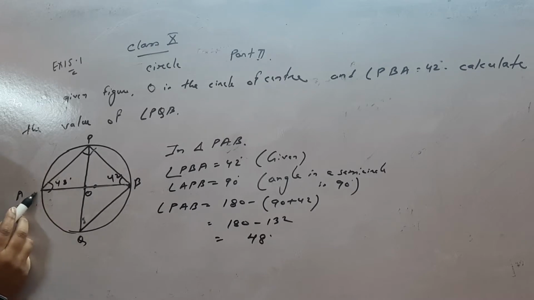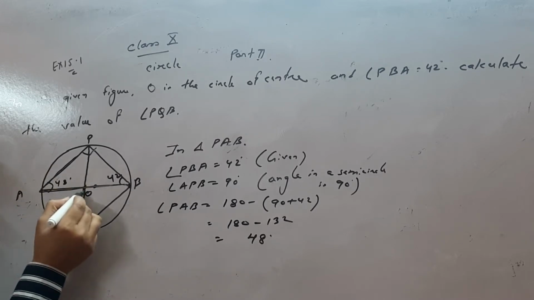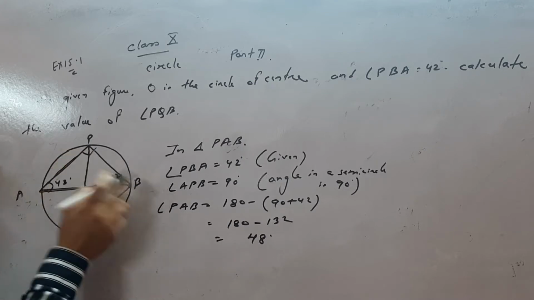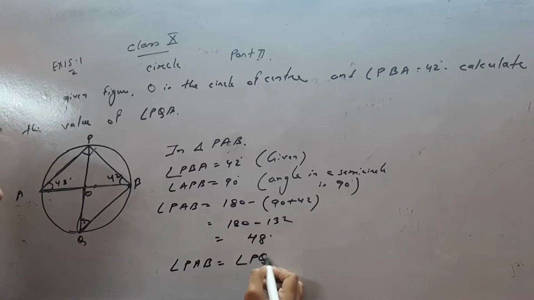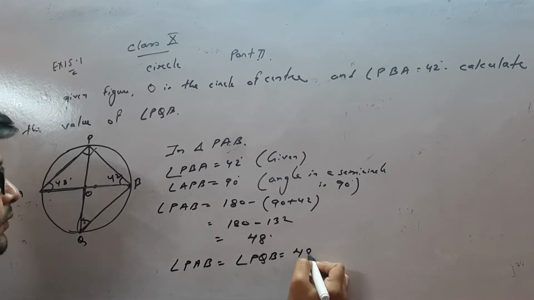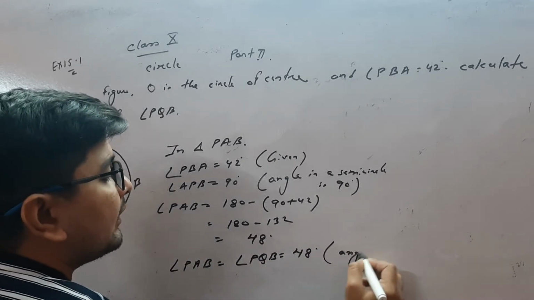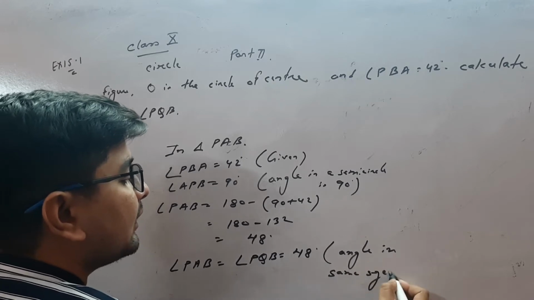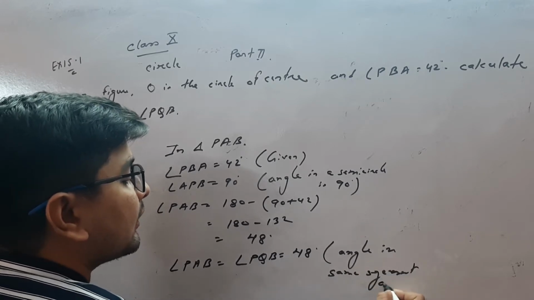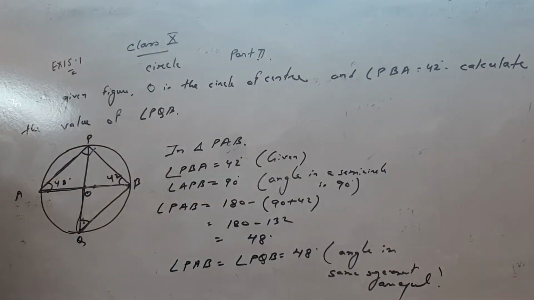When this one is 48, this one is also 48, because see, angle in the same segment, an M shape is created here with the same base PB. So angle PAB equals angle PQB equals 48. Reason: angle in same segment are equal. Okay, note it down.